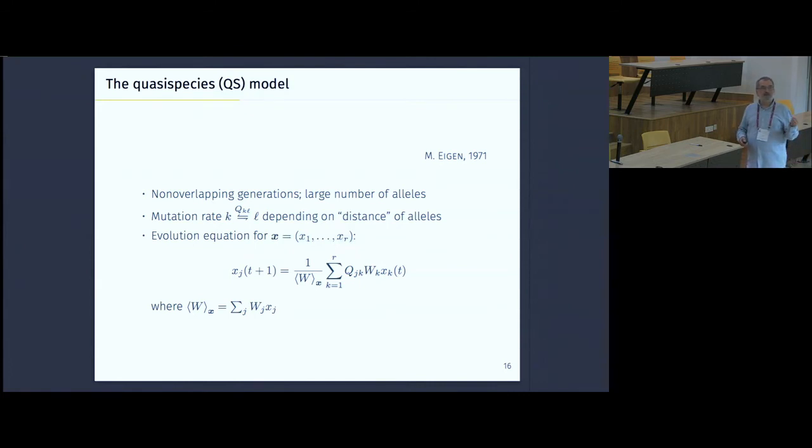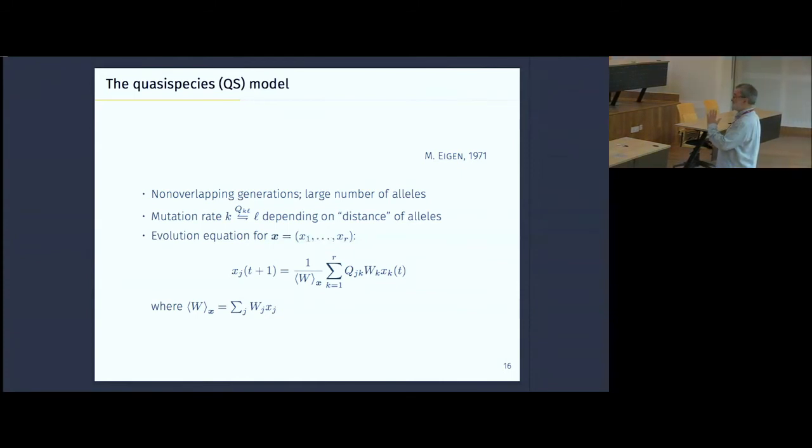And you assume that the mutation rate depends in some sense on the distance of alleles. And then you write an evolution equation. So for instance, you can imagine that we have an infinite site model. The fittest individual is the wild type, so at mutation 0. And then when you go away, one mutation away, 2 mutations away, the fitness degrades somehow, in some way that I will specify. So you can write down an evolution equation.